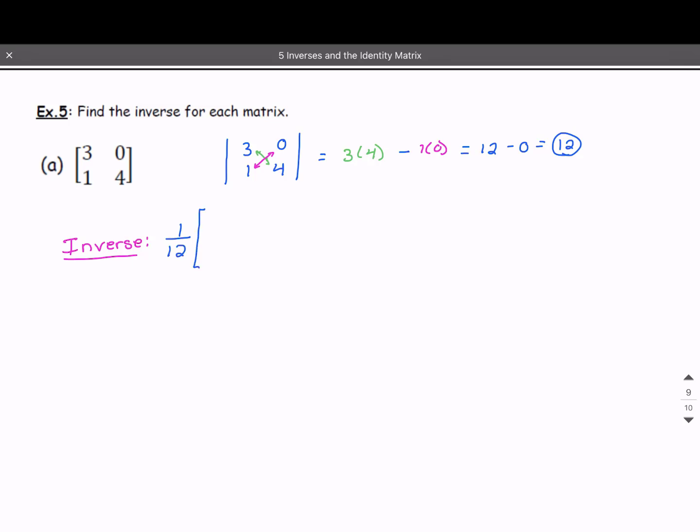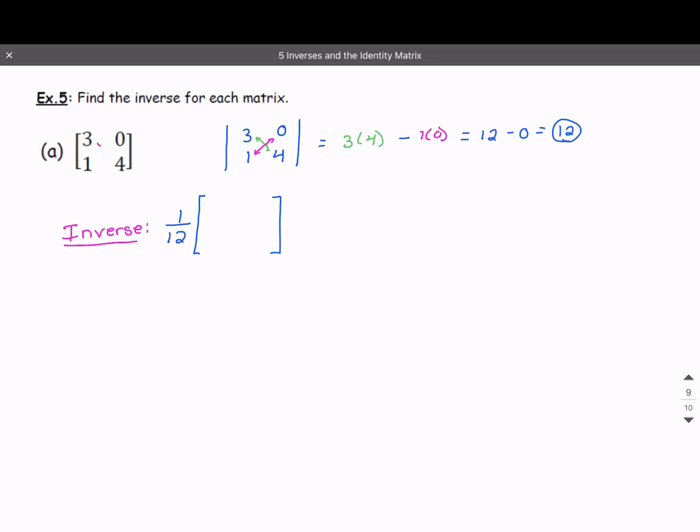Now we're going to set up a 2 by 2 matrix. On this diagonal, we switch the numbers, and on this diagonal, we negate the numbers, but when you negate 0, you still get 0, okay? Now, we multiply through our scalar. 1/12 times 4, that's 4/12, which reduces to 1/3. 1/12 times -1 is -1/12. 1/12 times 0 is 0. 1/12 times 3, that's 3/12, which reduces to 1/4. This here is our inverse matrix.